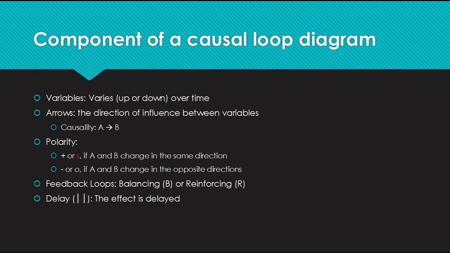A causal loop diagram also has what we call feedback loops. These feedback loops are of two types: the balancing loop or the reinforcing loop. Balancing is symbolized by the letter B, and the reinforcing loop is symbolized by the letter R. A causal loop diagram also has the symbol of delay, or two bars inserted into the arrows. This means that the effect is delayed.